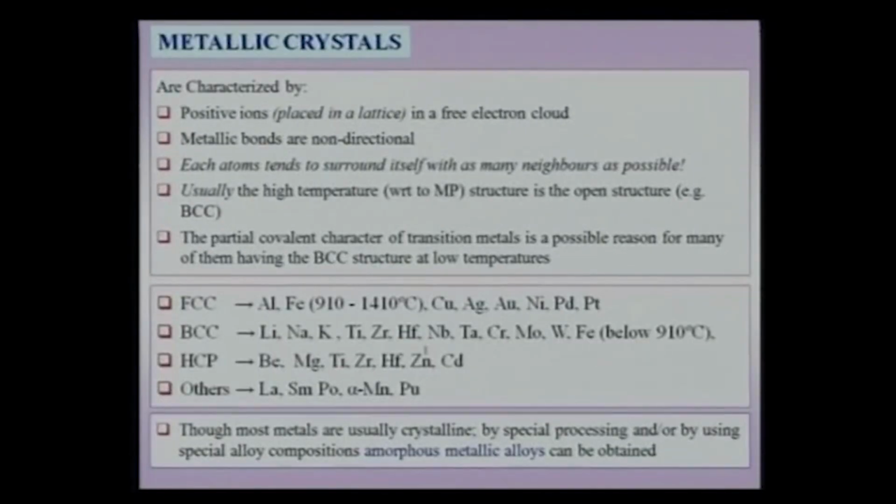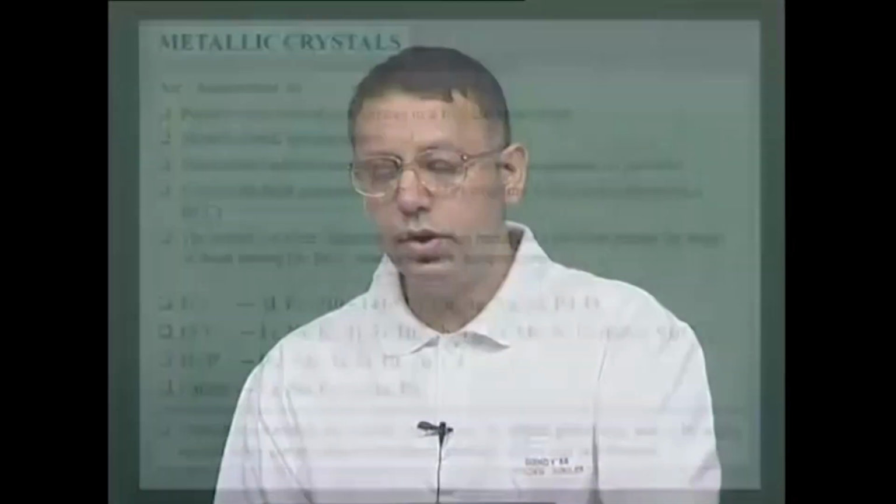Now, let us start with the topic of metallic crystals in a little more detail, and we will consider various aspects, especially of the common metallic crystals. We know that metallic crystals have positive ions placed at lattice points in a free electron cloud. The word free electron cloud here means a sea of electrons in which these ion cores reside. An important characteristic of metallic crystals is that the metallic bond is non-directional. This has important consequences for deformation behavior and all other properties of metallic crystals.